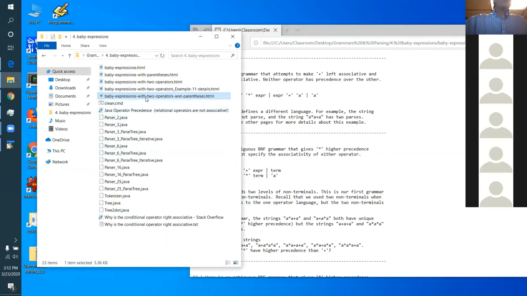Now here's actually what our goal is. Two operators and parentheses. This is pretty much regular arithmetic. So this builds up pretty much regular arithmetic.